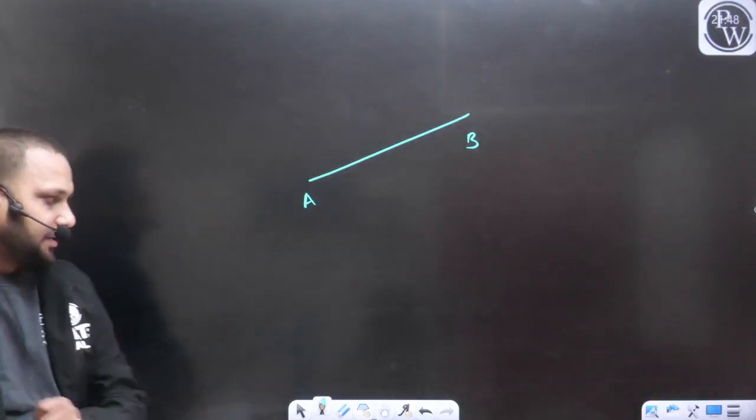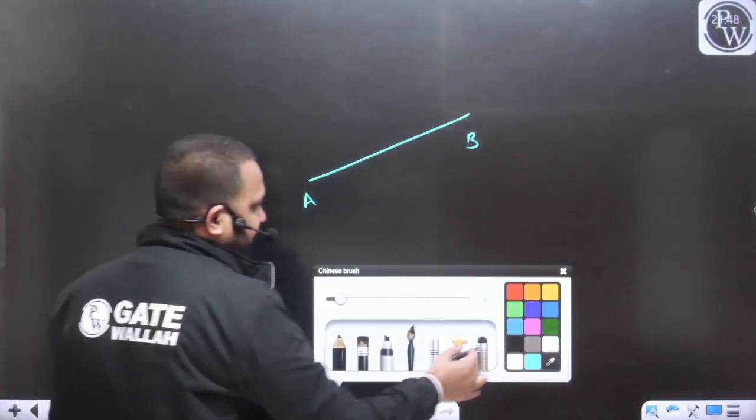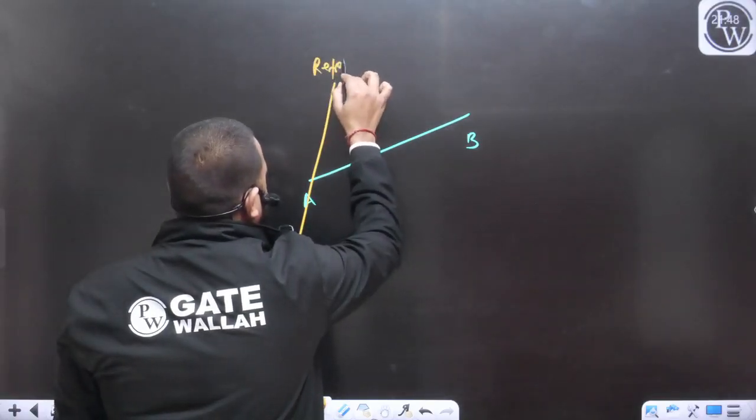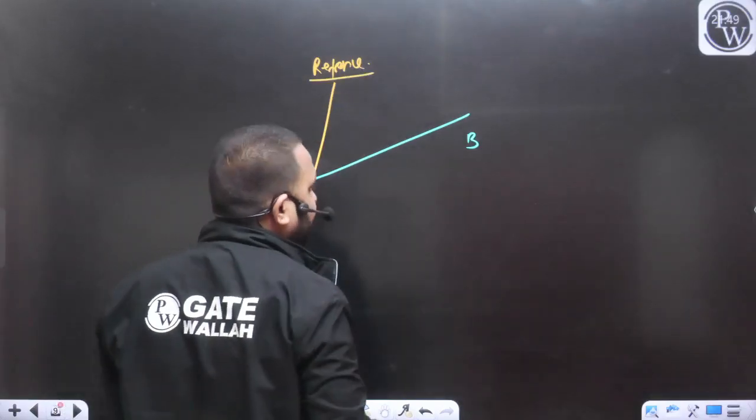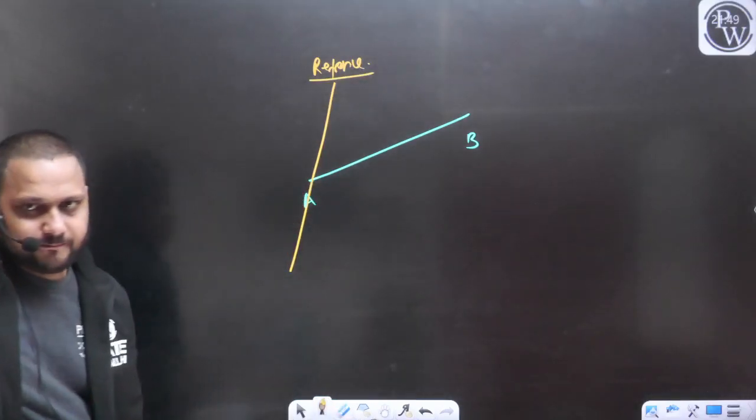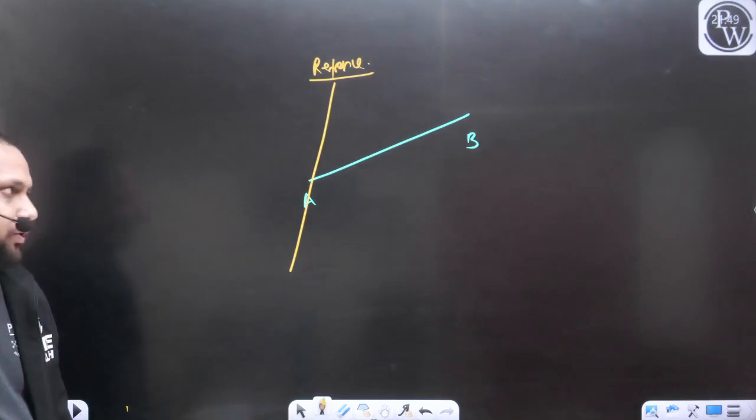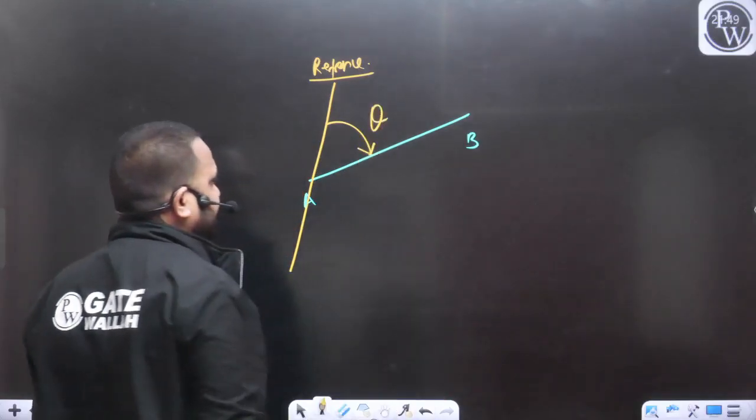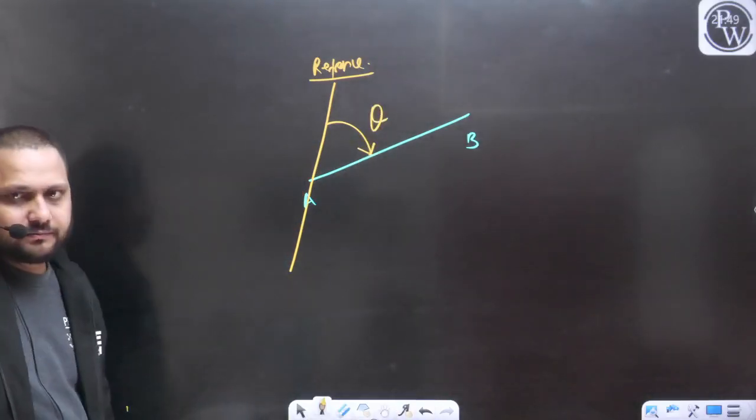So let's consider this line as a reference line. Now that we know the reference, we can define this horizontal angle, and let's say this theta is going to be the horizontal angle.